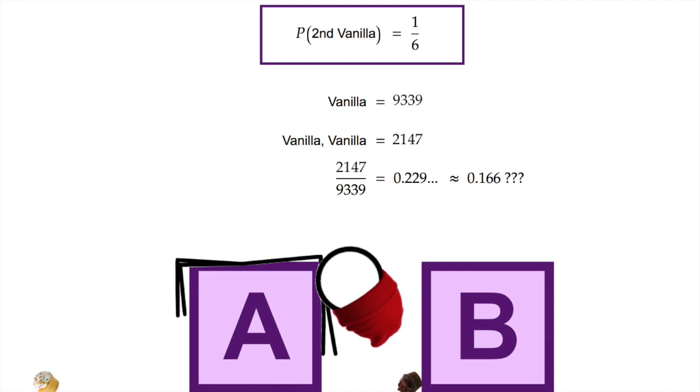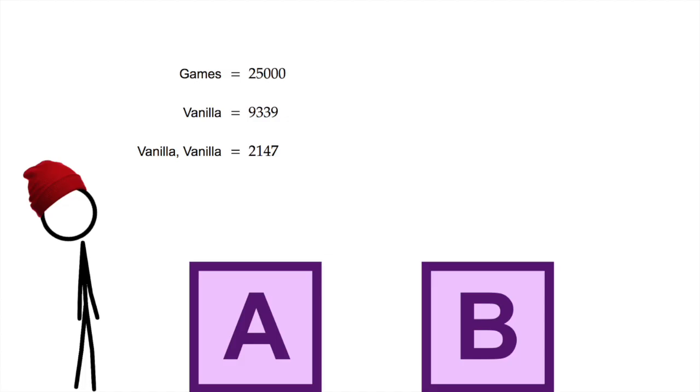Why is it not working? Ridiculous. It should be 0.166. Math is broken. 1 equals 2. Reality begins to break down and the universe explodes. Or does it? Let's take a closer look at these numbers, shall we?